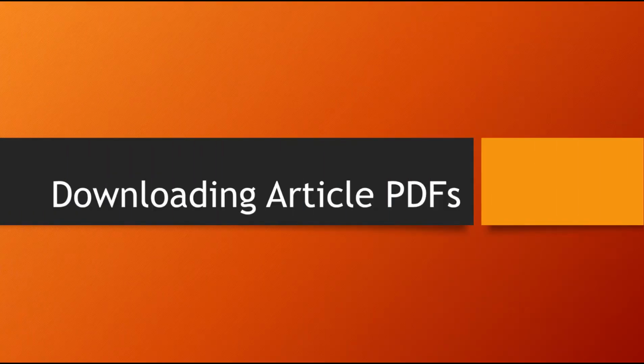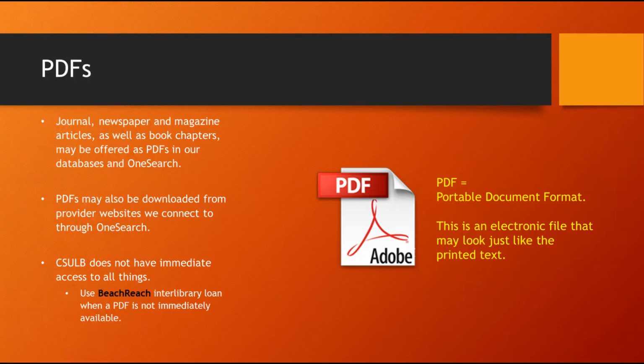Downloading article PDFs. PDF means portable document format. This is an electronic file that may look just like the printed text. Journal, newspaper, and magazine articles, as well as book chapters, may be offered as PDFs in our databases and OneSearch. PDFs may also be downloaded from provider websites we connect to through OneSearch.